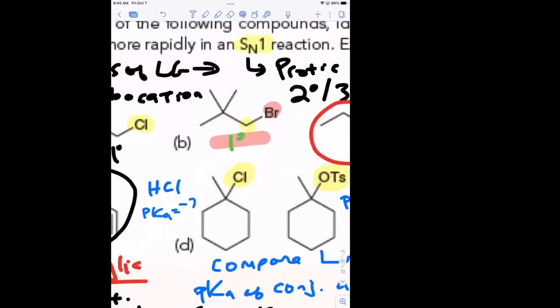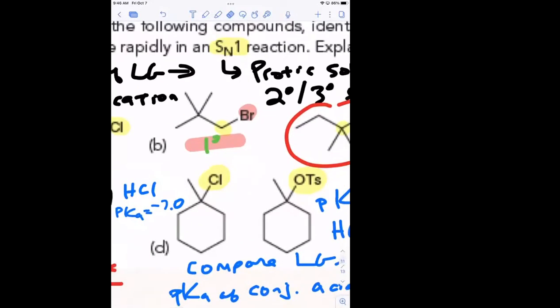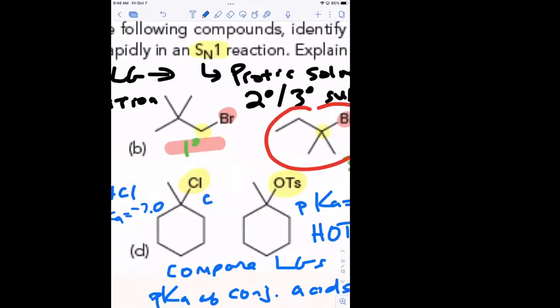The HCl has a lower pKa. That means that chlorine is a better leaving group, right? And so that means that the first step is the loss of leaving group. The better the leaving group is, the faster it leaves. So this is going to be the fastest because of chlorine being a better leaving group. This is so jumbled up.